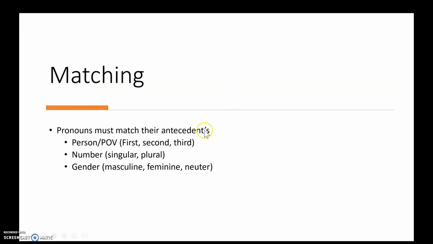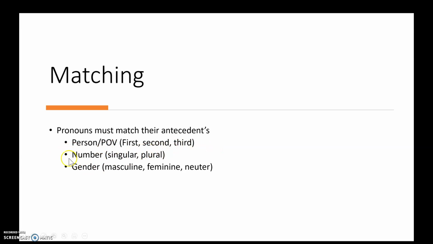Oh, look, there's an error with possession here. I think my autocorrect fixed it and did it wrong. They must match in terms of person or point of view, so first, second, third; number, singular and plural; and gender, masculine, feminine, and neuter. We also generally need to match in case, but because cases only apply to pronouns, that's a little bit easier.